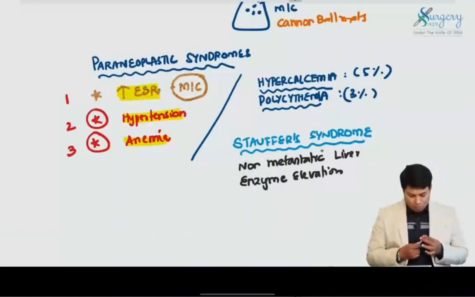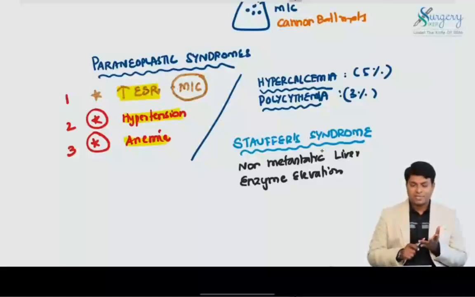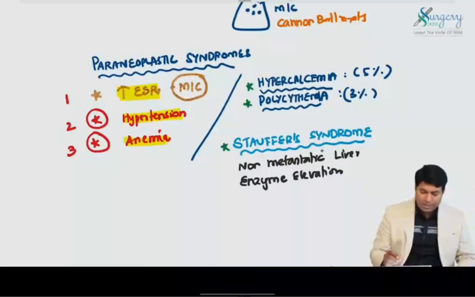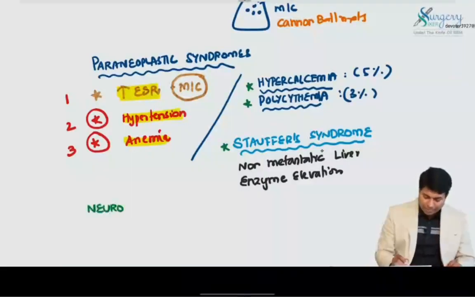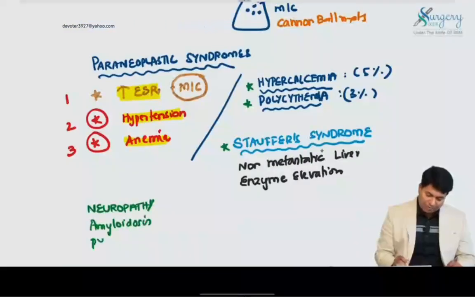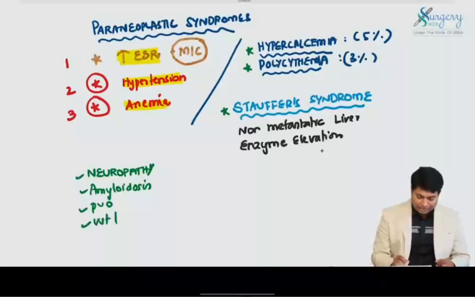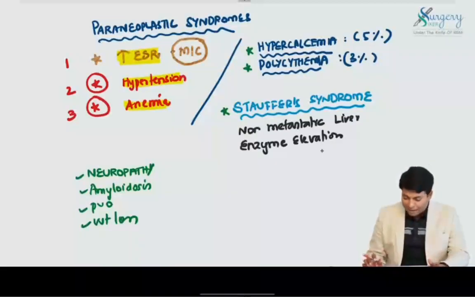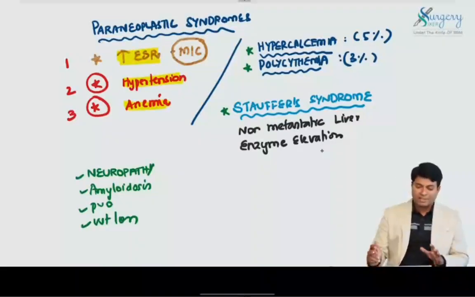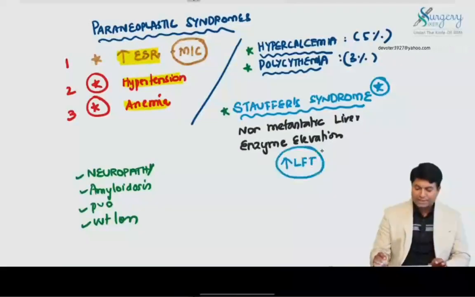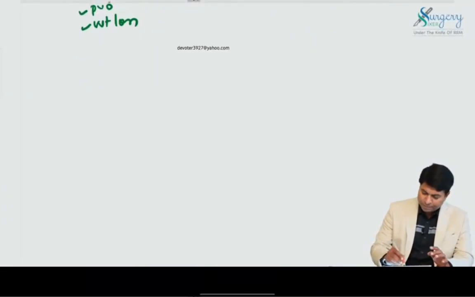So please don't forget, the most common feature is increased ESR, the second common feature is hypertension, the third common feature is anemia. Other features are hypercalcemia, polycythemia, Stafford's syndrome. Others are not so important: neuropathy, amyloidosis, pyrexia of unknown origin, PUO, which is seen in many cases, and weight loss. These are the important paraneoplastic syndromes in RCC. I want you to remember non-metastatic liver enzyme elevation; there will be increased LFT without liver mets. It is Stafford's syndrome.